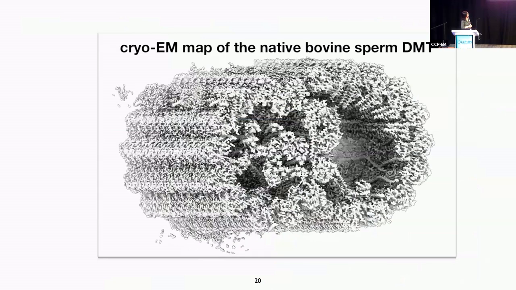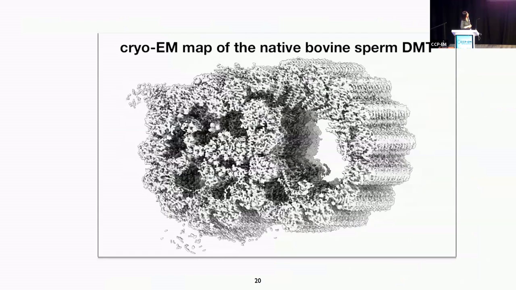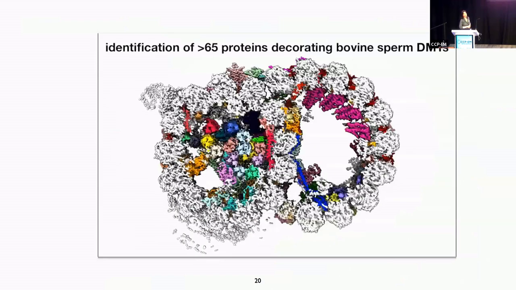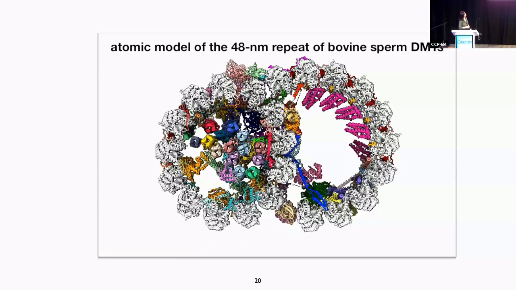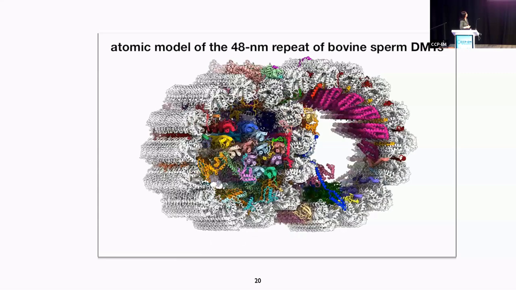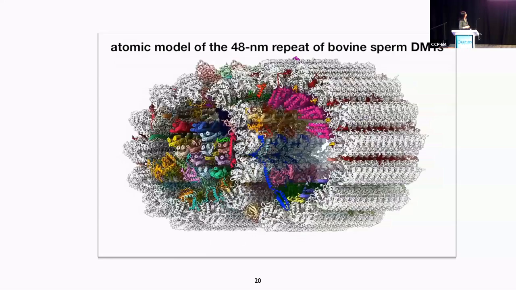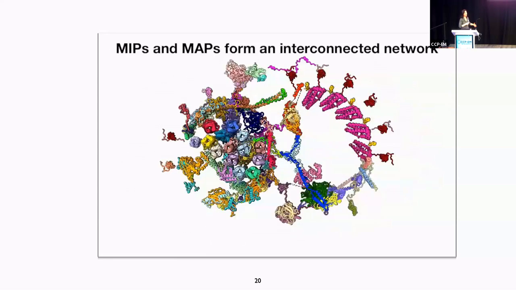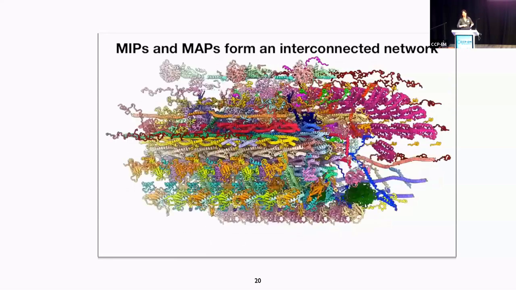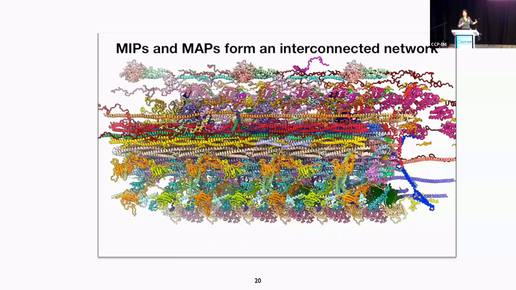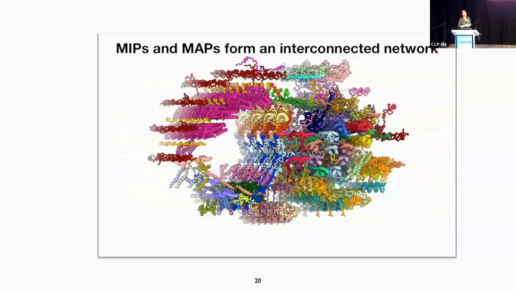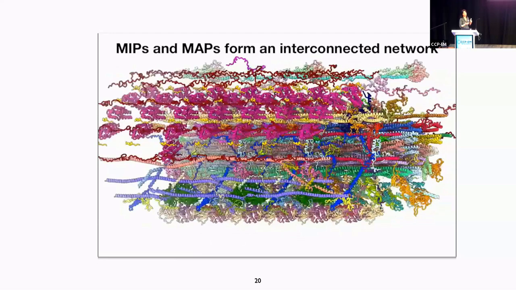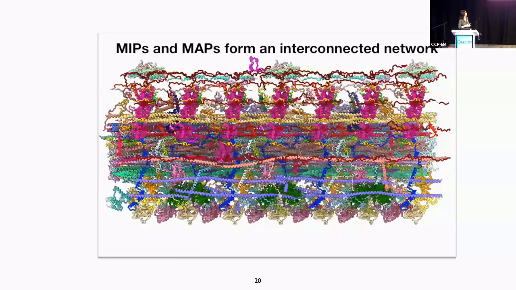So what you see now is the map. And we'll color the map based on the different proteins. White stays the microtubules. And now we color, and this is the model that we built. And if we turn off the microtubules, you will see how all these proteins are interconnected together to form this huge structure. And then very interestingly, we see crosstalk between the inside and outside of the microtubule.